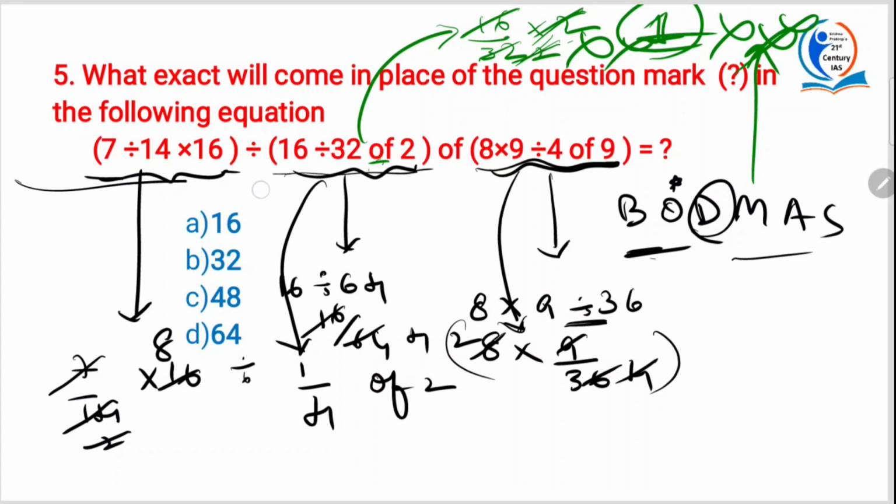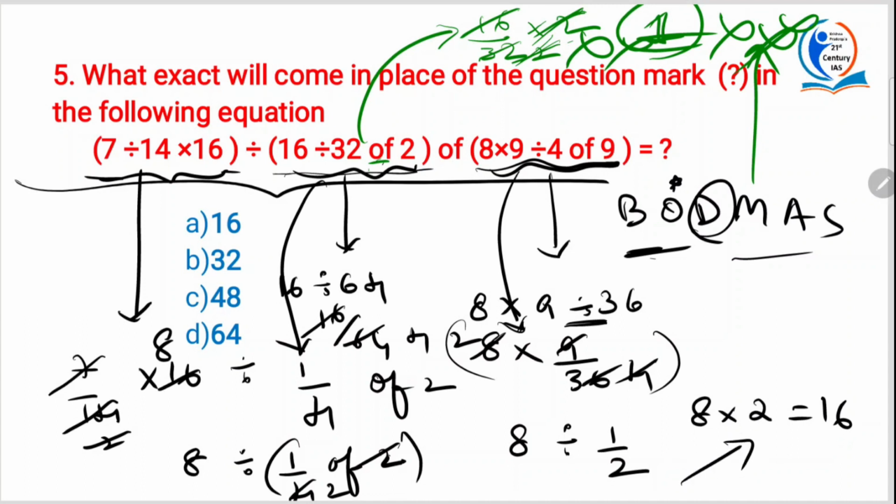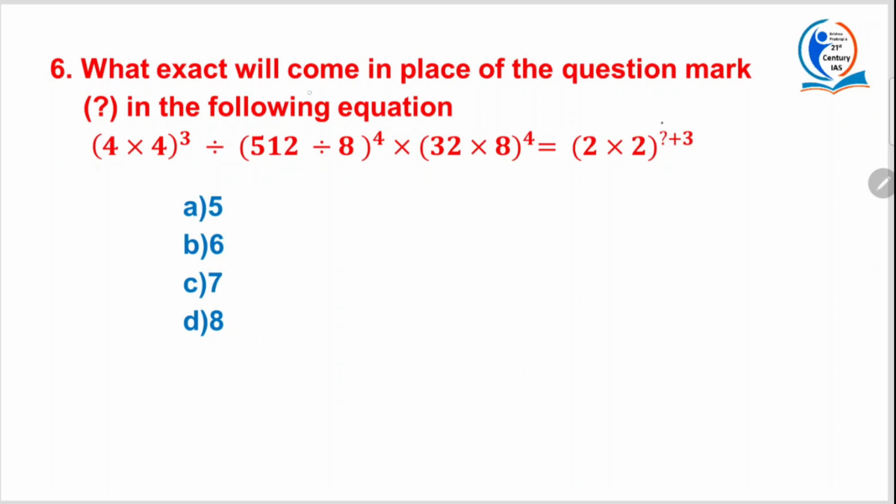So the entire thing will translate into 8 divided by 1/4 of 2. You will solve this first because "of" should be given preference over division. So 2 ones are 2, 2 twos are 4, giving 1 by 2. Now 8 divided by 1 by 2 is 8 into 2. That is 16. Division, if it is getting converted into multiplication, it will become like this. Alright. So 16 is the answer.